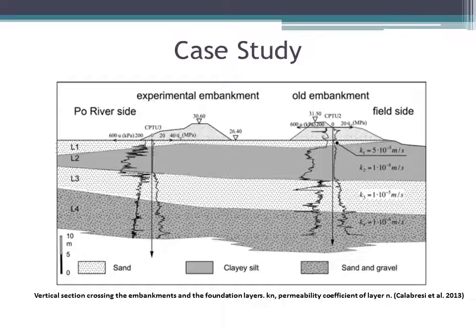In the picture, the stratigraphic profile is represented. The upper layer is a sand with a thickness of about 2 meters and a permeability of 5 times 10 to the minus 5 meters per second. The second layer is a clay silt with a permeability of 10 to the minus 8 meters per second. Then there is a silty sand and finally a sand with gravel.